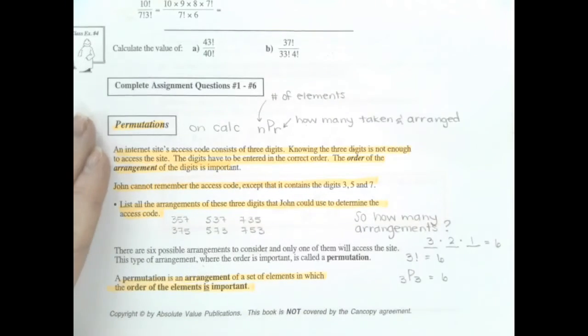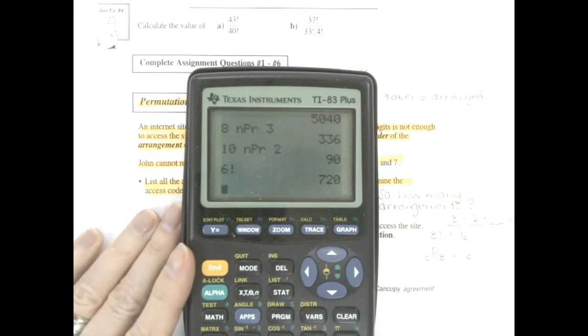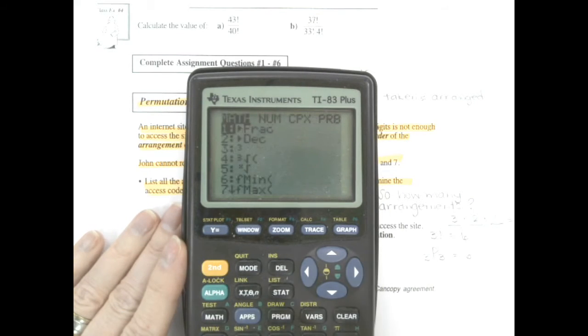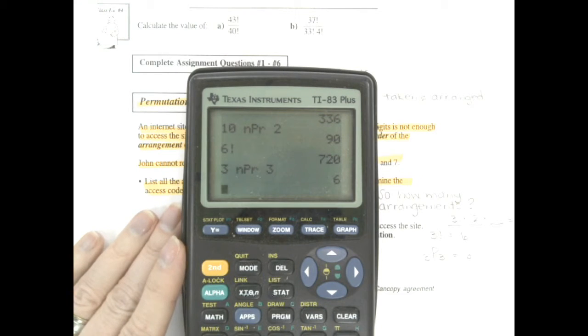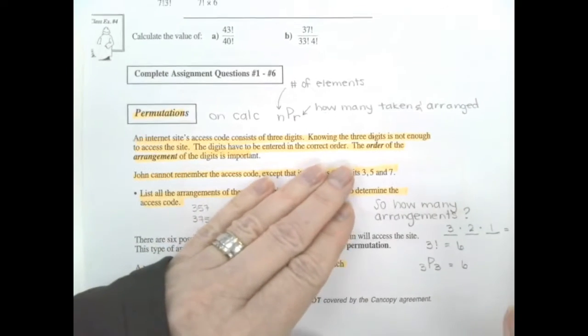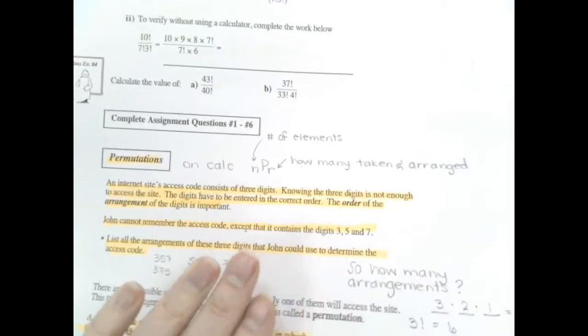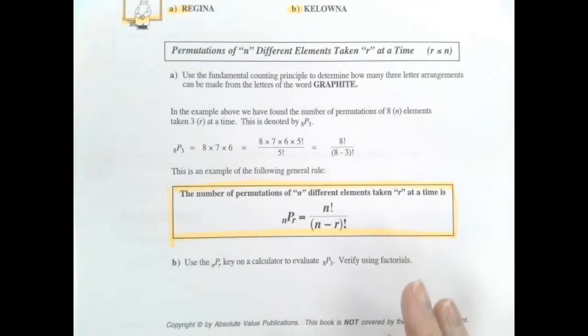Let's just do that on our calculator. So I've got 3, and then math, slide over to probability, and it's number 2. 3 permute 3. Enter. And ta-da! That gives me 6. So fundamental counting principle and this permute button and the factorial are going to be really helpful.